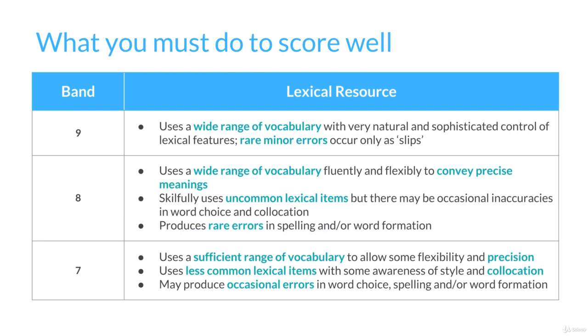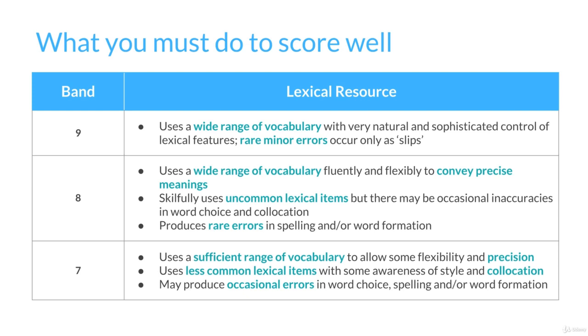The last band descriptor is your lexical resource, which is your vocabulary. So to do a good job in this category, you have to use a wide range of vocabulary words, use a lot of different vocabulary words, different phrases, and even use some uncommon words. This will also increase your score. Make sure that you use a variety of word formations and collocations. Collocations are basically groups of words that often appear together. We'll discuss all of this in much more detail in the future videos.